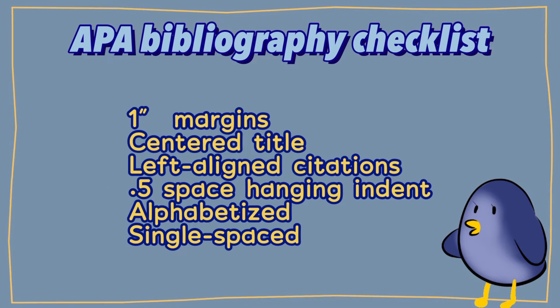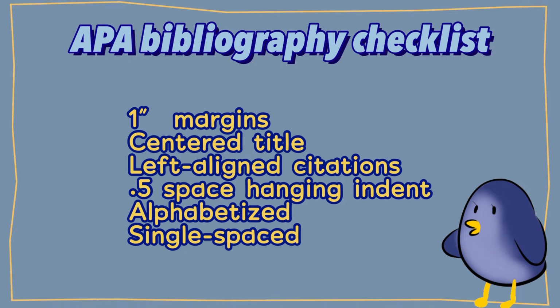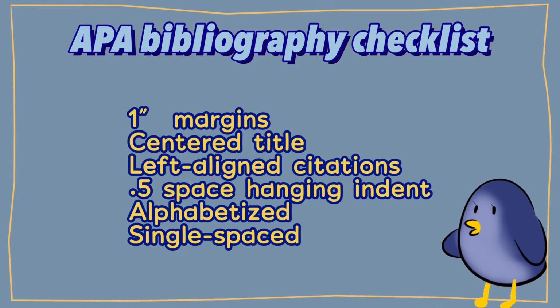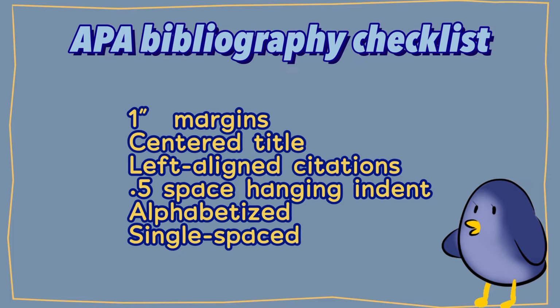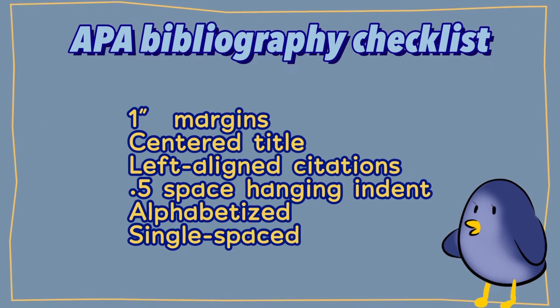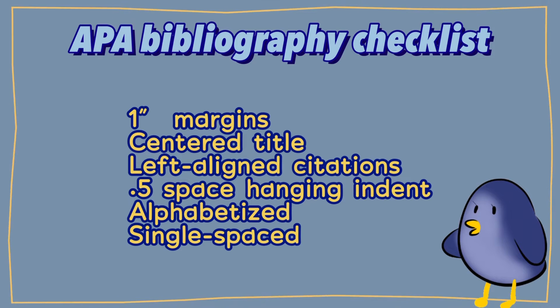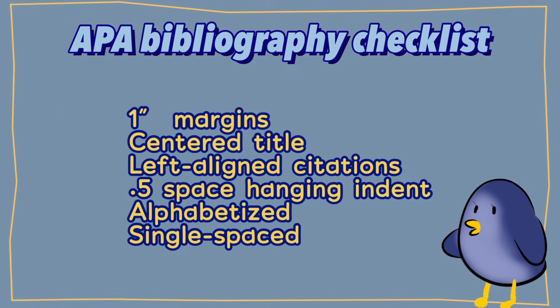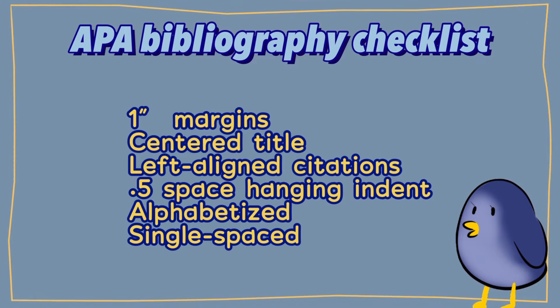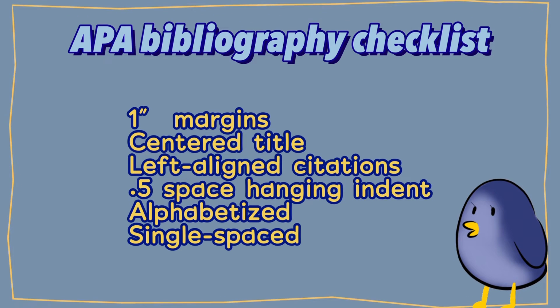An APA-style bibliography is similar to the MLA-style bibliography. It has 1-inch margins, a centered title, a 1/2 inch hanging indent, it's alphabetized, but unlike the MLA-style bibliography, it's single-spaced. So essentially, follow all the steps for the MLA-style bibliography, but when you go to the paragraph drop-down menu, make sure to click single-spaced rather than double-spaced.